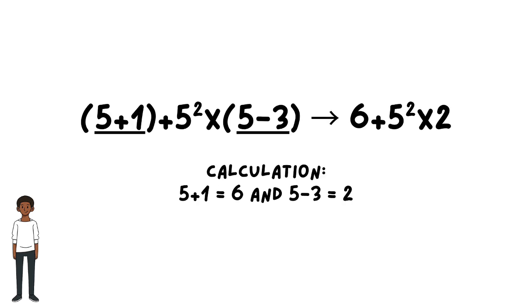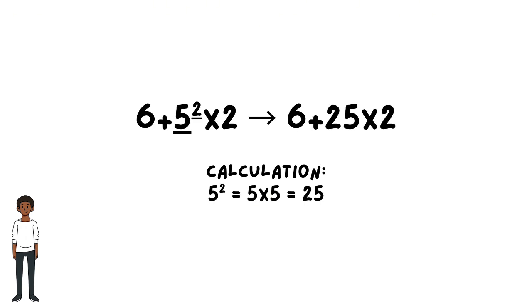Step 1. Evaluate both sets of parentheses. 5 plus 1 equals 6, and 5 minus 3 equals 2. This simplifies our expression to 6 plus 5 squared times 2. Step 2. Next in PEMDAS is exponents. 5 squared equals 25. Replacing 5 squared with 25 leaves us with 6 plus 25 times 2.